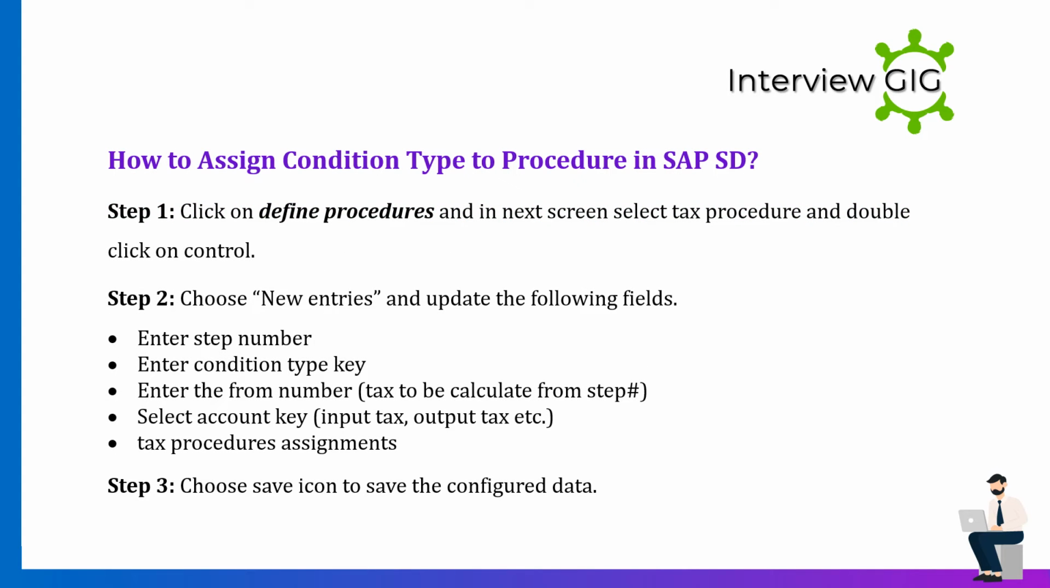How to assign a condition type to a procedure in SAP SD? Step 1. Click on Define Procedures and in the next screen select Tax Procedure and double-click on Control. Step 2. Choose New Entries and update the following fields. Enter step number. Enter condition type key. Enter the from number. Select account key. Tax Procedures Assignments. Step 3. Choose the Save icon to save the configured data.